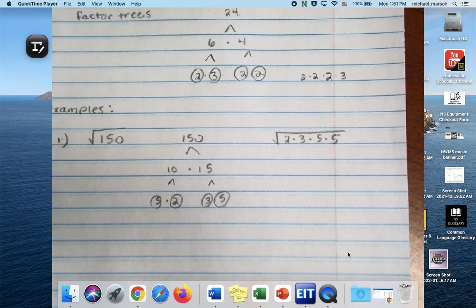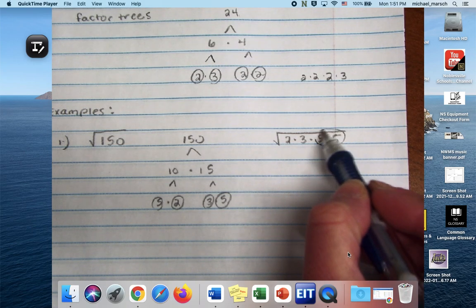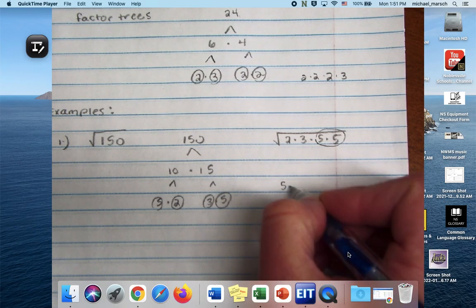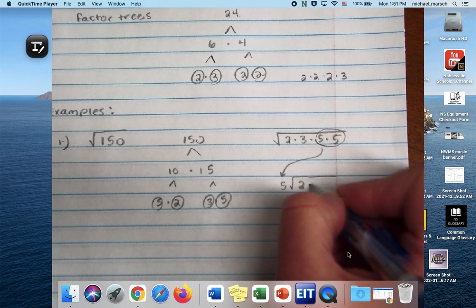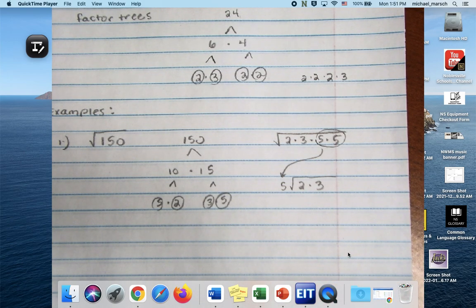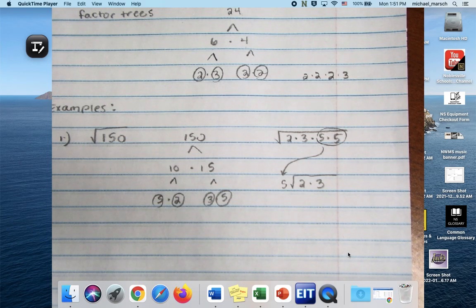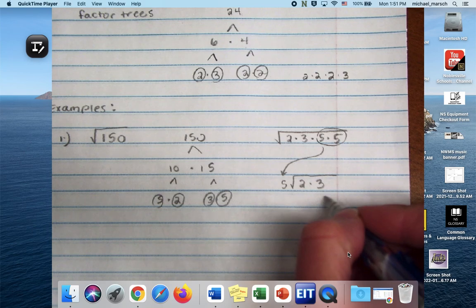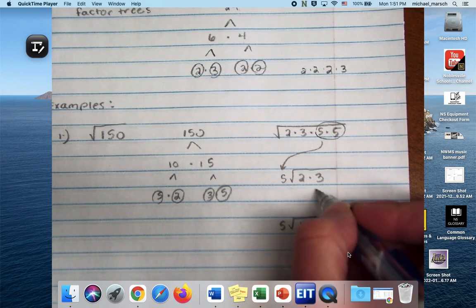And then now we look for pairs, right? So because these 5s are a pair, I'm going to put that on the outside as a single 5. And then I have 2 times 3 left behind. And then I take that and I get 5 square root 6 as my final answer.